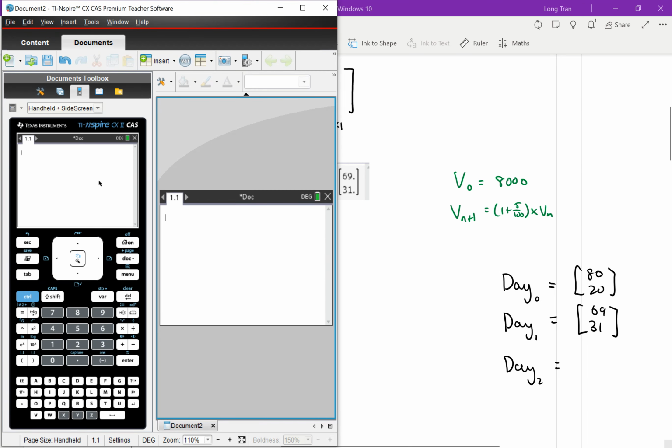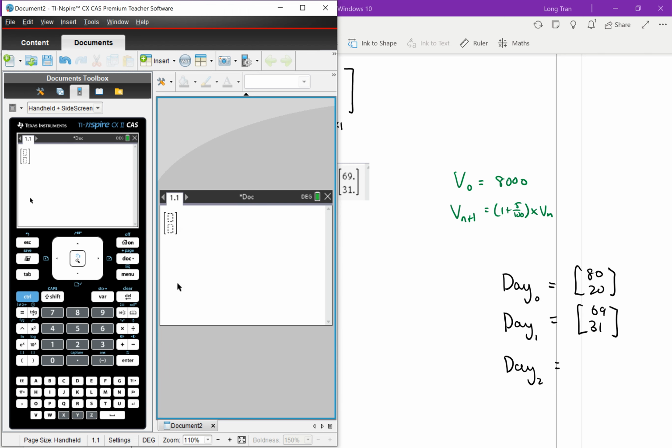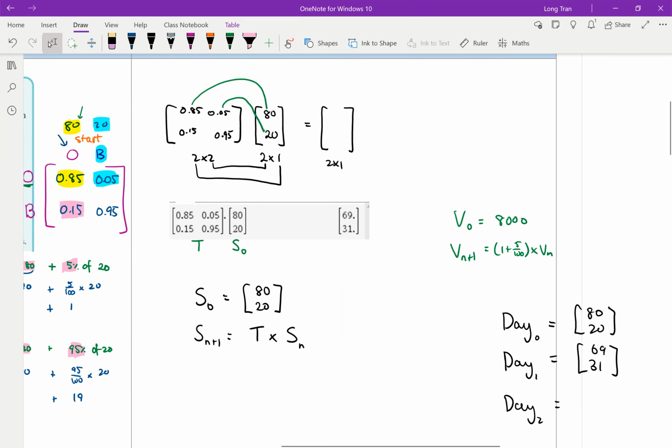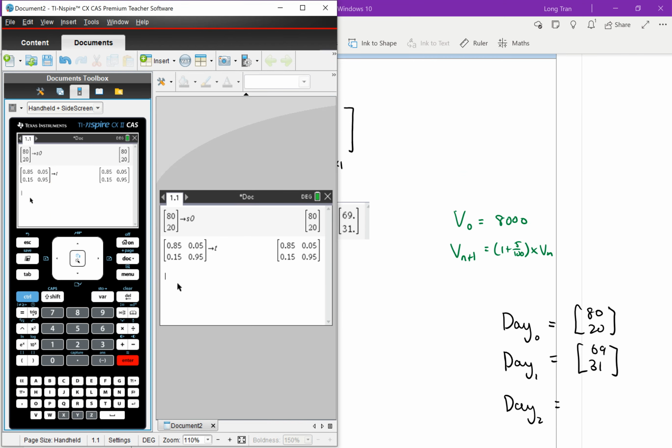On my CAS, I'm going to now do the proper way. I'm going to say I start off with 80, 20, and I'm going to store it as S0. And then I'm going to type in the transition matrix again. That was 0.85, 0.05, 0.15, and 0.95 from memory. Is that right? Yes. Okay, so I'm going to store this now as T, my transition matrix.